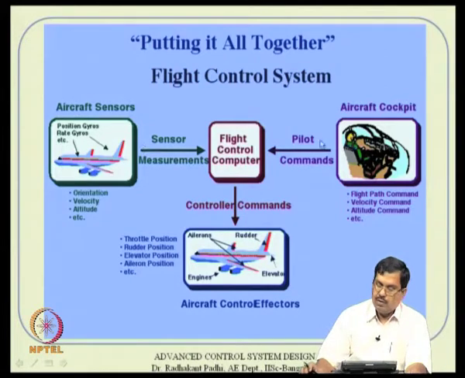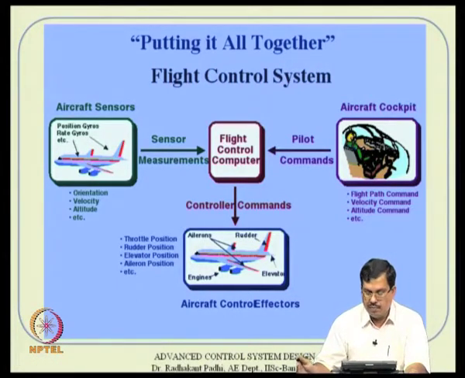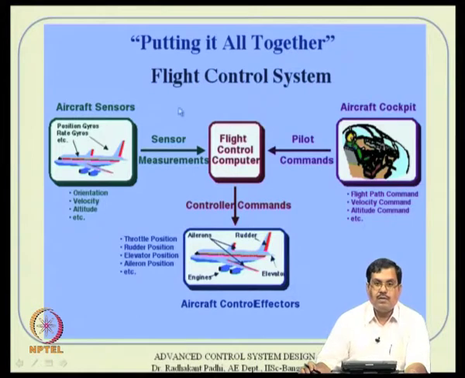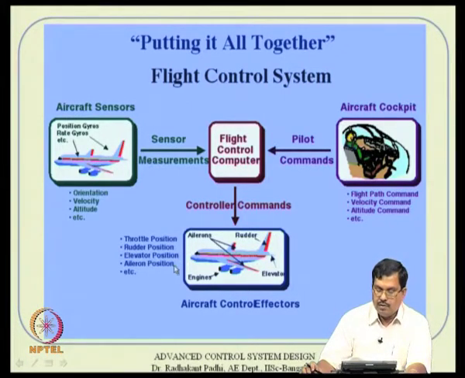That information keeps coming, and the pilot can give a variety of commands. He can give a flight path command, a velocity command, an altitude command, and those are also fed in. Then the flight control computer takes flight dynamics into account, like its own moment of inertia, mass, and other parameters, and aerodynamic modeling. By appropriately computing the control command, it issues the command to the actuators. These actuators deflect the throttle position, rudder position, elevator position, and so on, and that is how the entire aircraft control surface system is activated. So that is what happens in a typical flight control system.